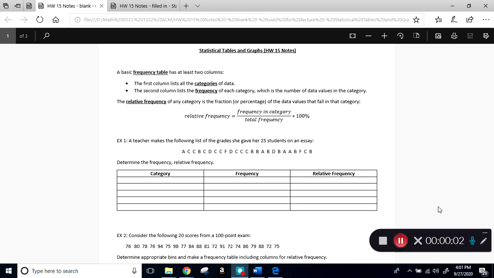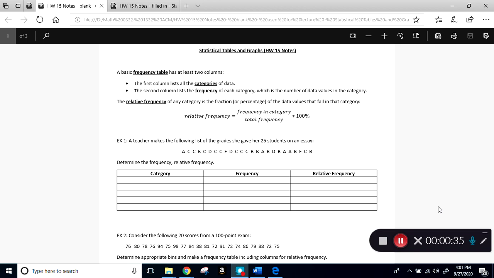And this has to do still with statistics that we've been talking about, but now we're going to be using tables and graphs. So again, this is homework 15 notes for my open math. Now, a basic frequency table, and really frequency is what we're talking about, something that happens, how often, how frequent does it happen. So you're kind of going to be counting things, basically.